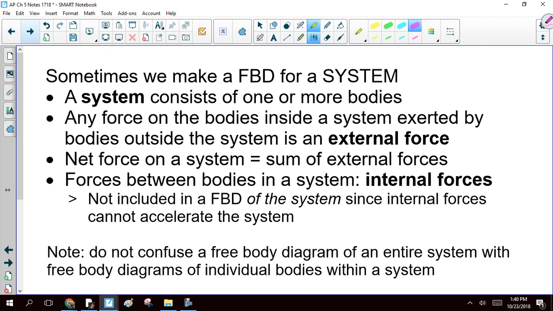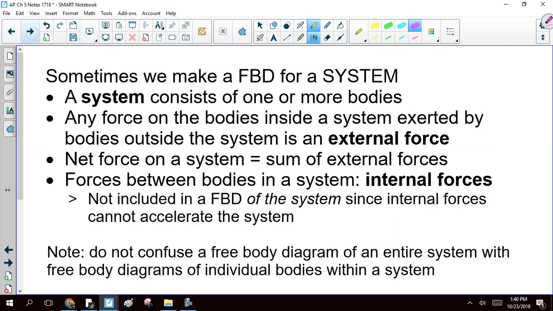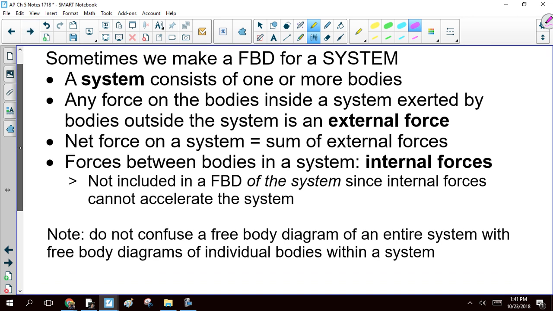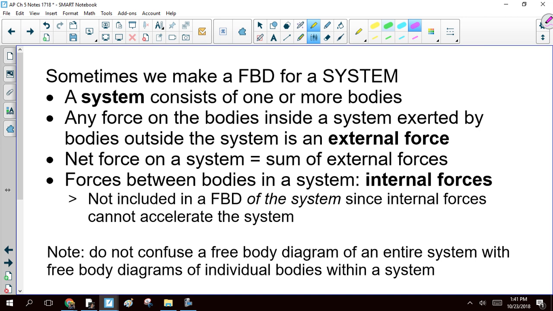All right, so this was kind of the basic example from last year, right? The ducks on the frozen pond, or not ducks, penguins, because I'm sure you remember what animals I put in my example last year. All right, so sometimes, though, we need to make a free body diagram for a system. So remember, the system consists of one or more bodies, all right?